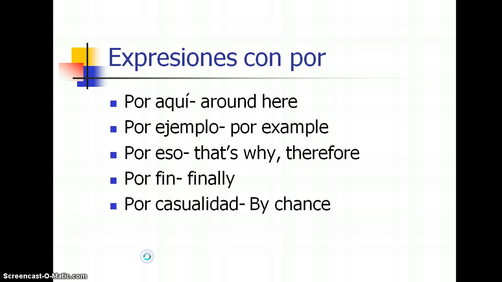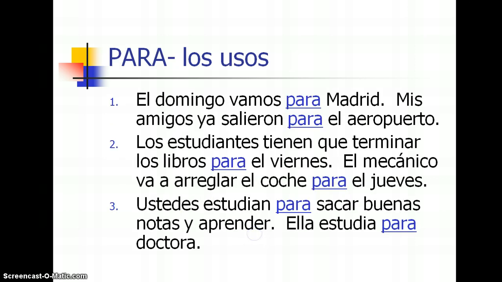Okay, so here's some, estas son expresiones con por. These are very common expresiones comunes, very common expressions using por. Okay, just throwing these in on top. You're going to see these here and there. You should be familiar with them. Por aquí. Okay, repeat after me. Por aquí. Around here. Por ejemplo. For example. Por eso. That's why, therefore. Por fin. And por casualidad. As I mentioned, we will see these occasionally in the days to come.